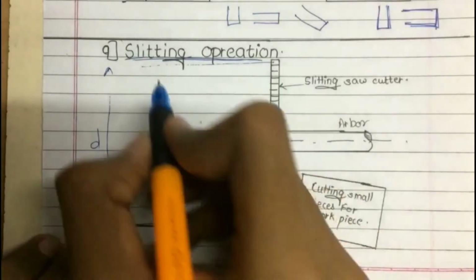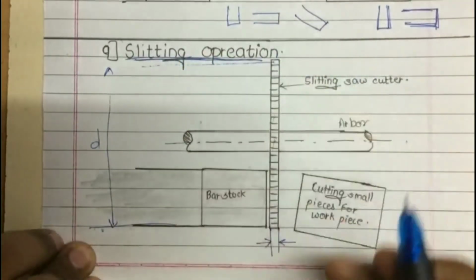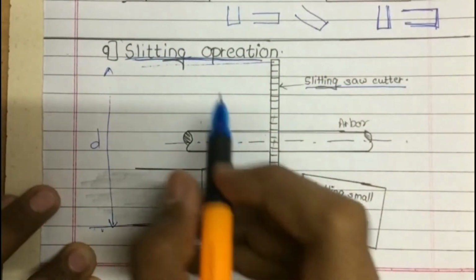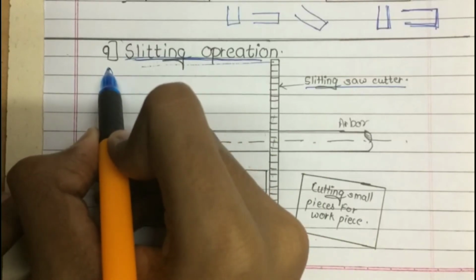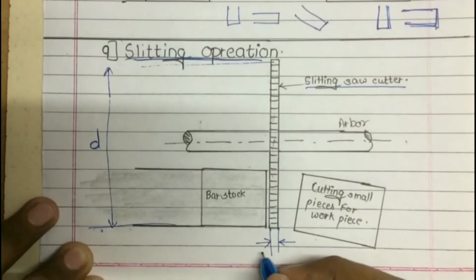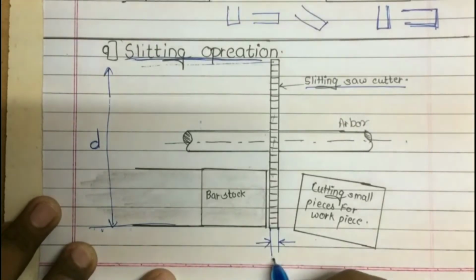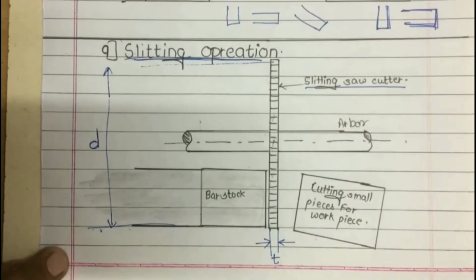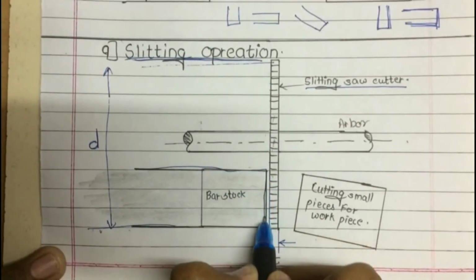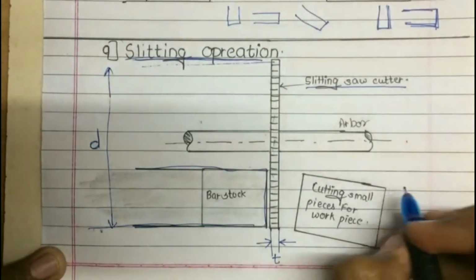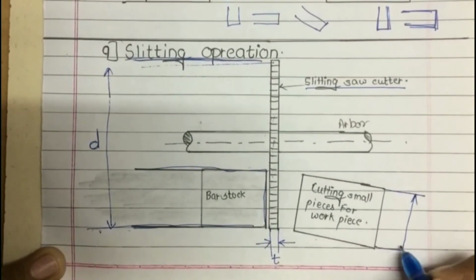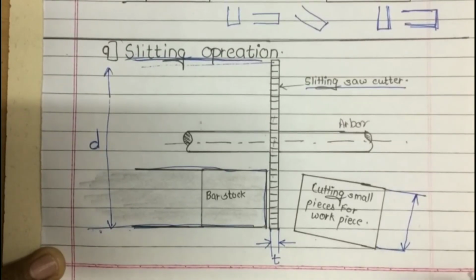Now we will see the last operation, which is slitting operation. In this operation, a slitting saw cutter is used, and this cutter has a very large diameter, and the thickness of this cutter is very small. This operation is used for cutting large bars of metal into small blocks which can be used as workpieces.